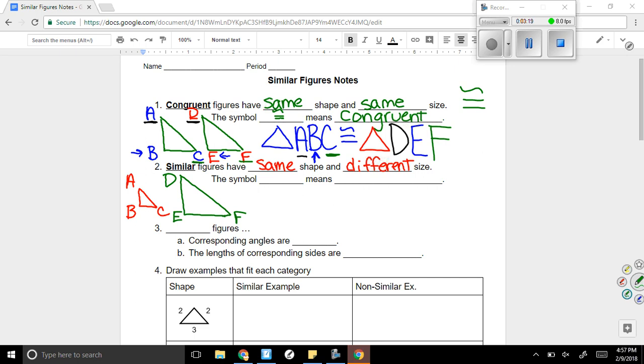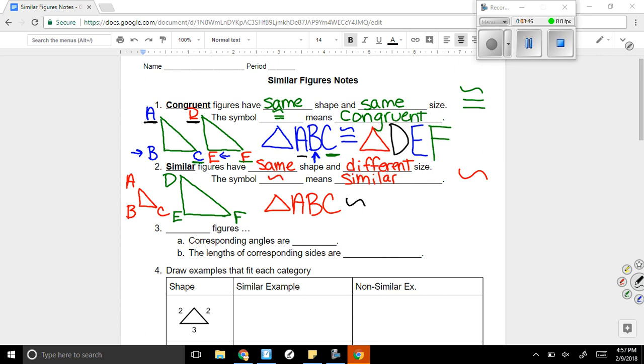So when I want to write out that similarity statement, again, I'm going to start out with triangle ABC. And the symbol that we use for similar is just the squiggly. So again, off to the side here, just that one squiggly alone means that they are similar. So there's my little statement.